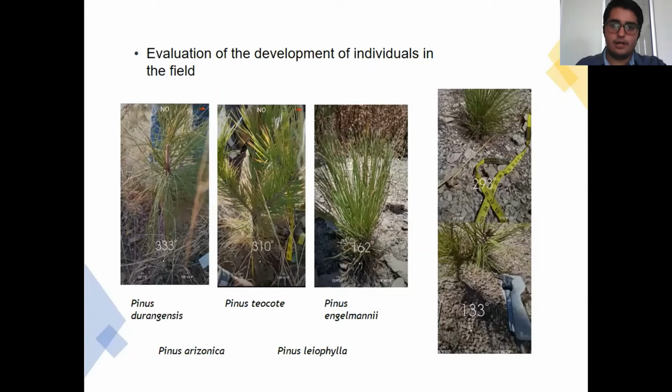What did we do? Well, we evaluated the development of individuals in the field. We assessed five of the most important wood species in Mexico, which are Pinus durangensis, Pinus teocote, which is actually the most abundant in Mexico, Pinus engelmannii, Pinus arizonica, and Pinus leiophylla. These individuals came from a previous investigation where they grew in greenhouse conditions, and then we took them to the field to analyze how they adapt to these conditions.